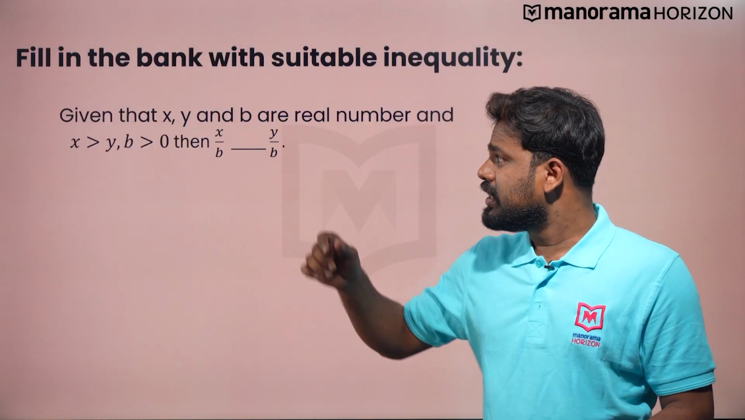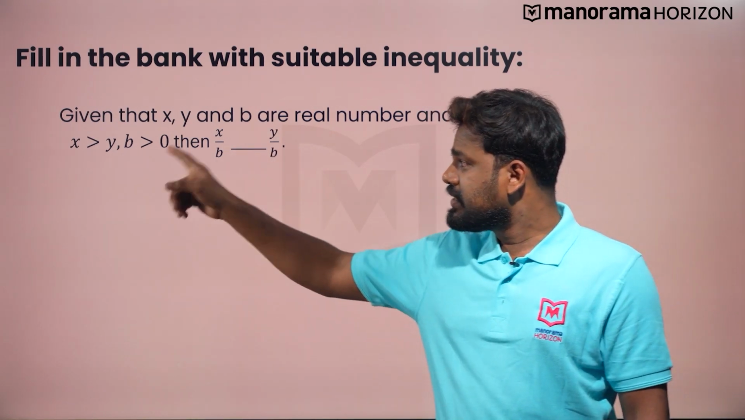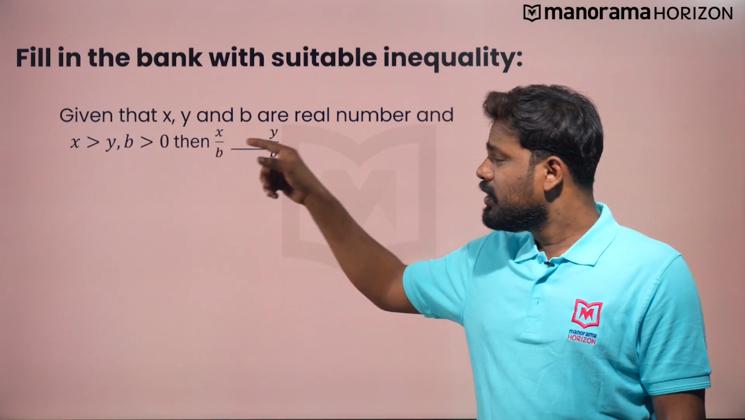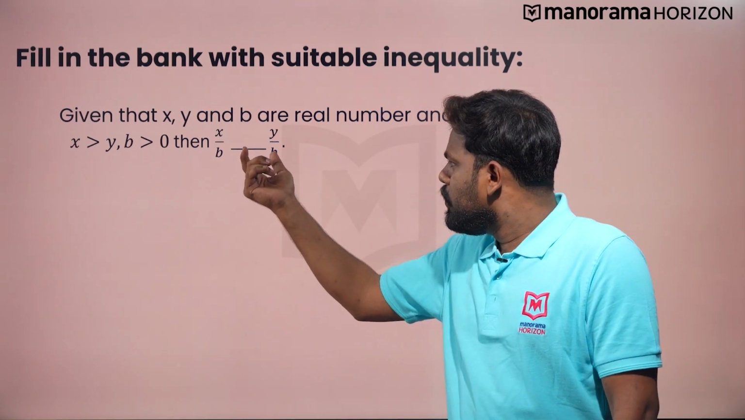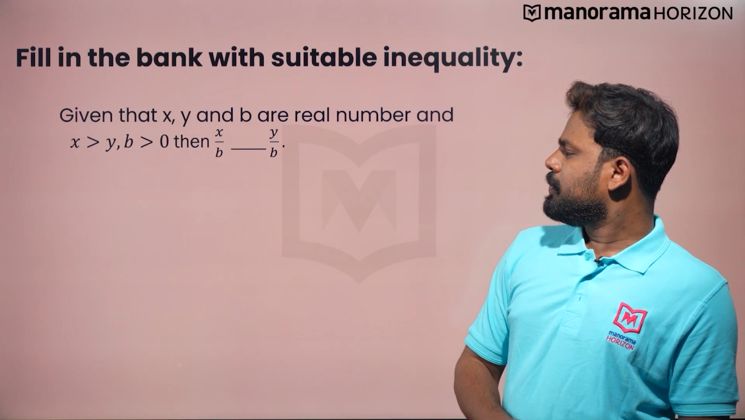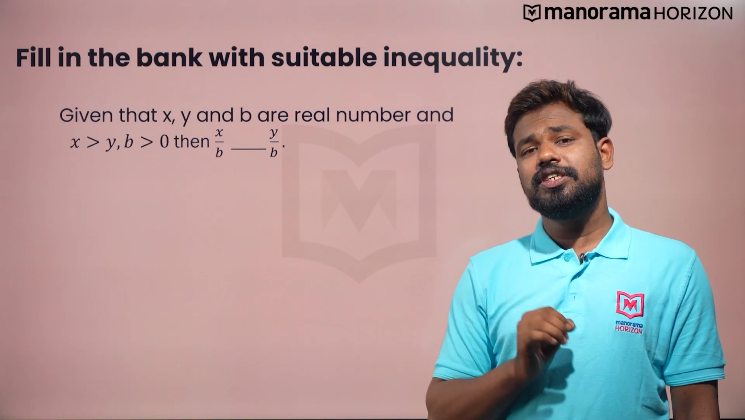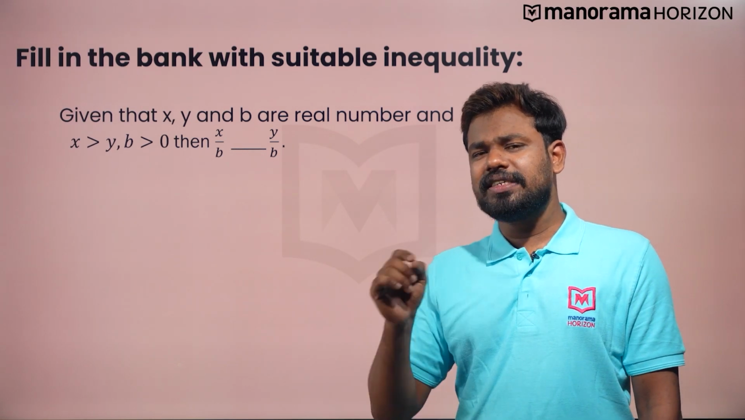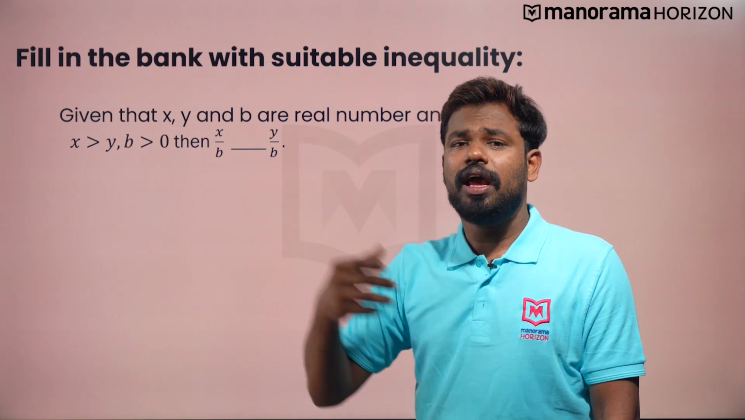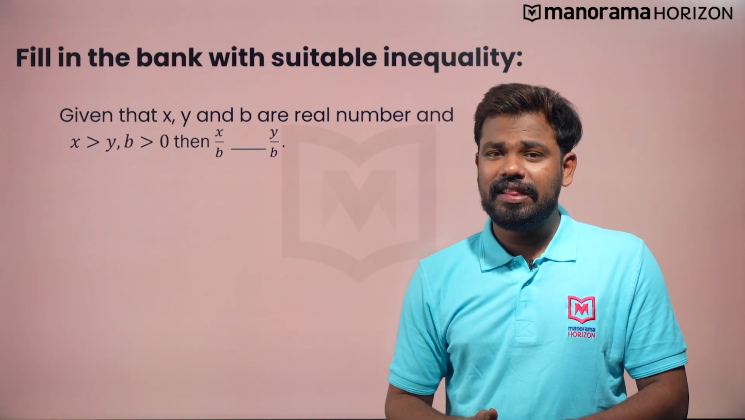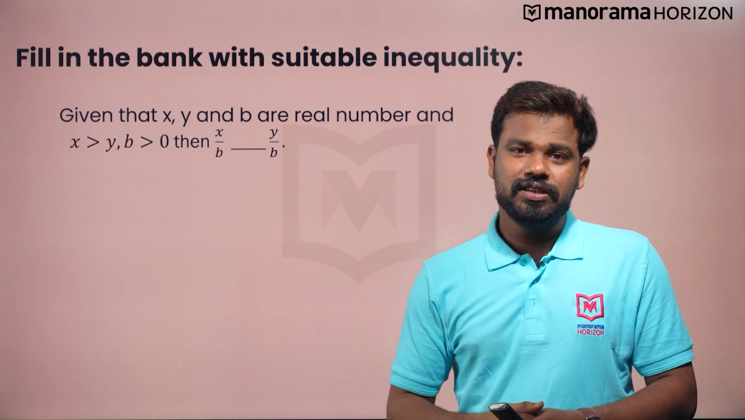So now there is a question: given that x, y, and b are real numbers, and x greater than y, b greater than 0, then what about x by b and y by b? So what will you fill in this gap with? You can see that b is greater than 0, that is, b is a positive number. When you divide x and y by a positive number, x is already greater than y. What happens? We have already studied that in this session. So just give a look back and try to fill this gap.